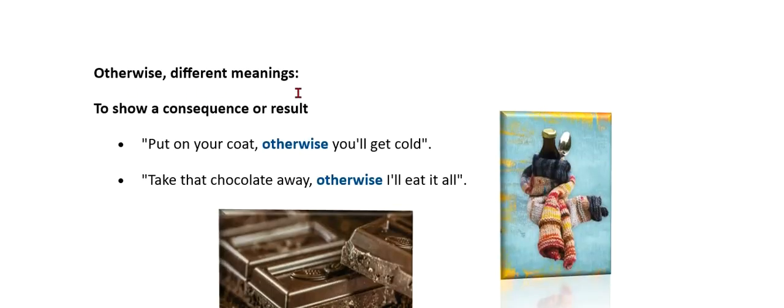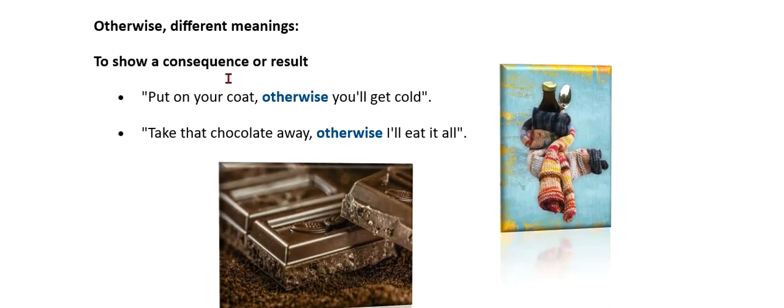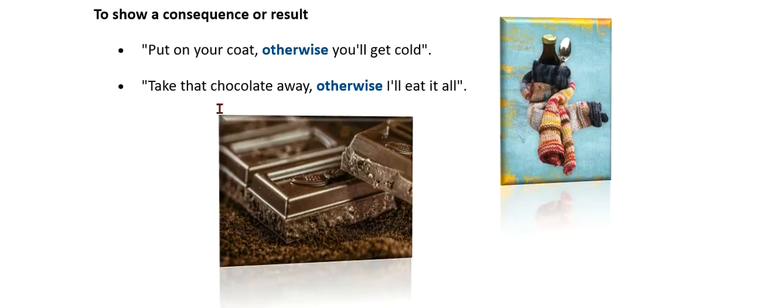Otherwise has different meanings. We can use otherwise to show a consequence or result, as I told you, usually negative. Put on your coat, otherwise you'll get cold. Again, a negative consequence. These are more examples with otherwise. Take the chocolate away, otherwise I'll eat it all. Okay, again, a negative consequence, which means that I'm so greedy, probably I will eat all your chocolate if you don't take that chocolate away.